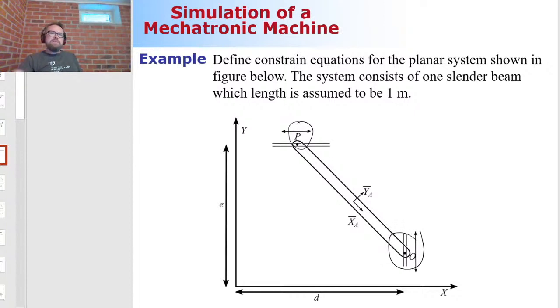Point P is a distance of A along the global y-axis, and point O is a distance of D along the global x-axis. So those are my constraints. So how can I introduce these constraints? Well, that's super easy because we're going to take the only equation we know and we're going to reuse the equation again. The only equation we know is this one here.